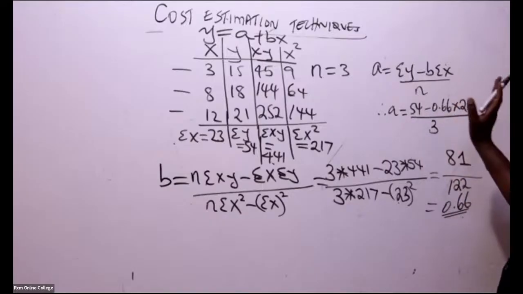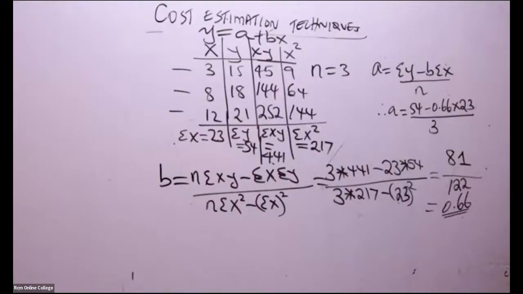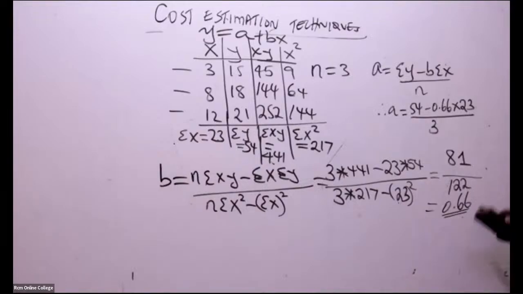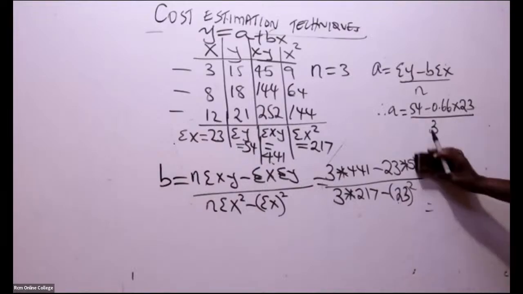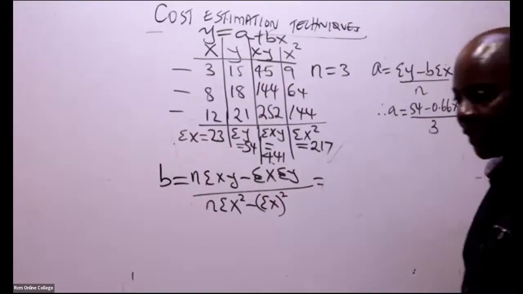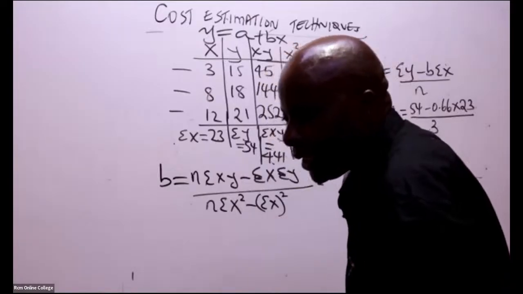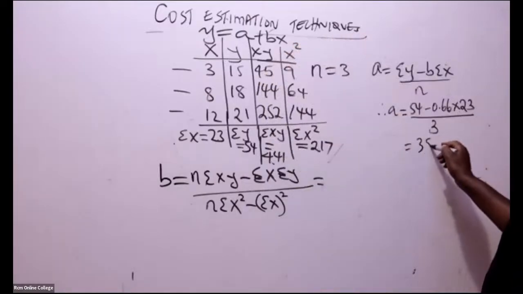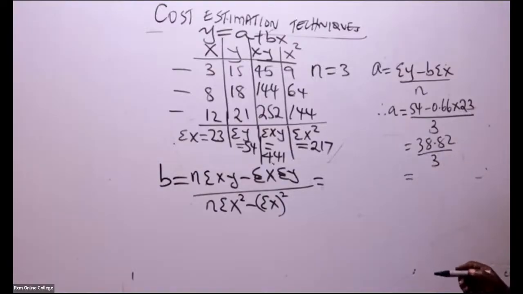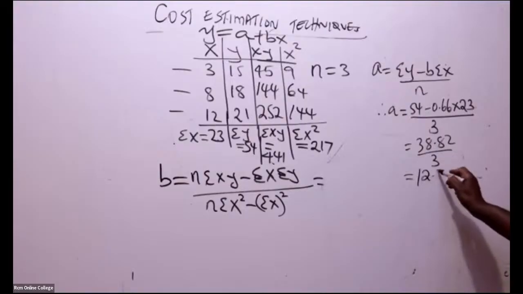Again, get the top line first. So 54 minus 0.66 times 23. What shall we be able to get at the end of the day there? The top line. What do we have there? So are they giving me the final answer? 38.82. So 38.82 is the top number divided by 3. So the final answer will end up giving us what figure? 12.94, isn't it?